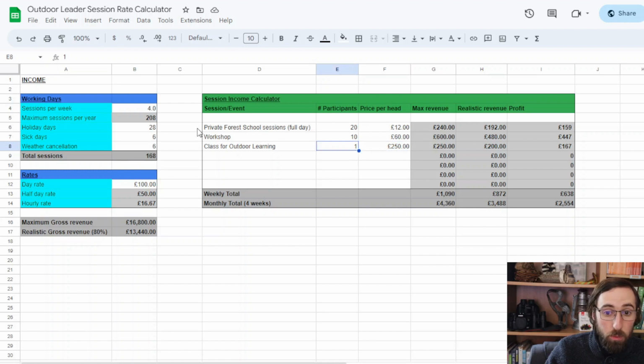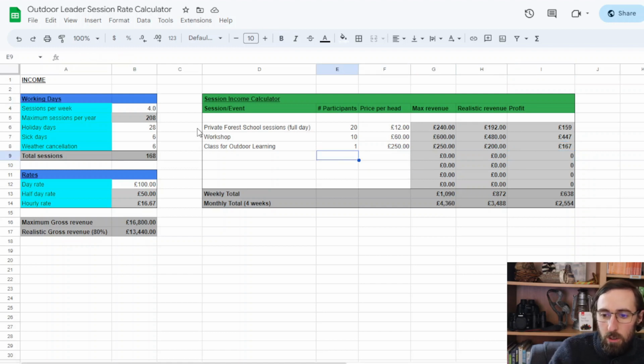Class for outdoor learning, if you say taking a school class out, you might just have one participant, which is the school, and you just take out 30 children, you charge £250 as a flat rate for that, and you can see that even though you are taking in quite a large amount, with expenses it does come down pretty quickly.